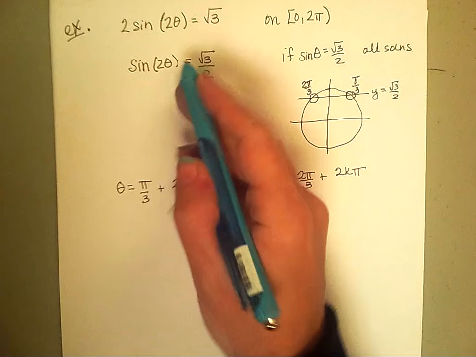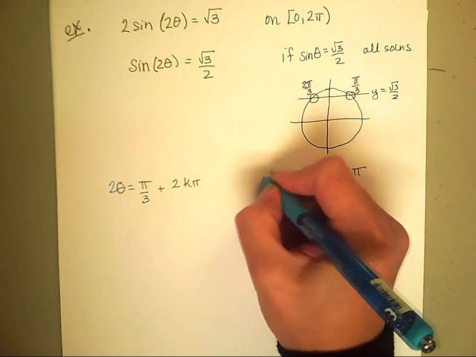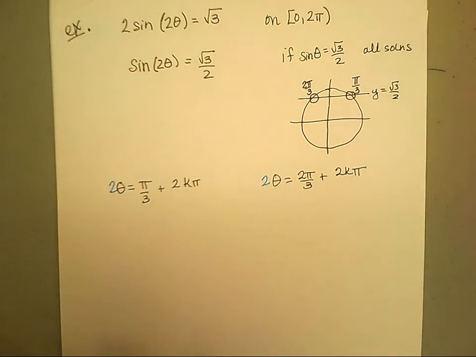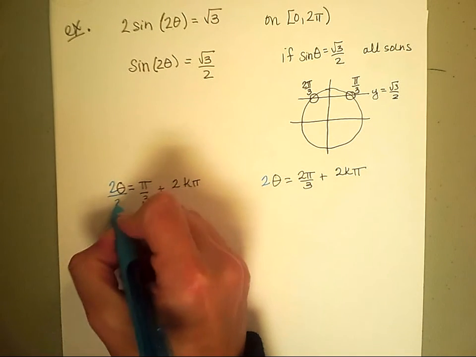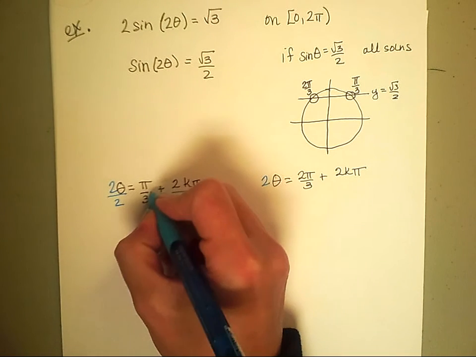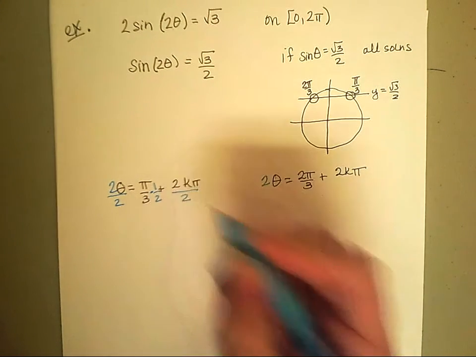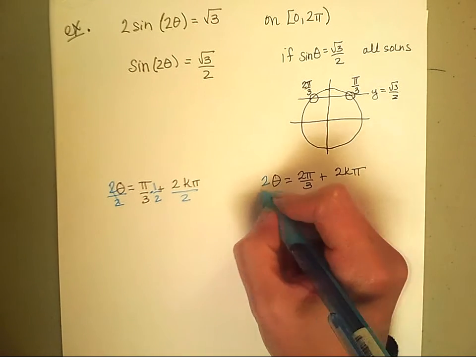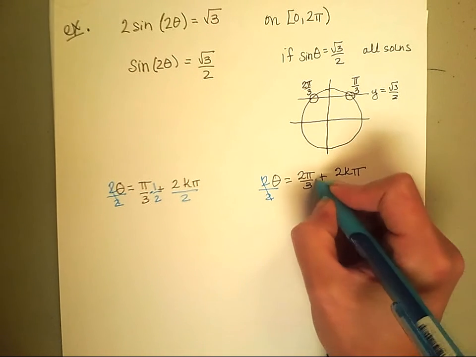But that's not what we have. We don't have a single angle in here. We have the double angle, so it's that 2 theta must be equal to these two. And then we can solve by dividing by 2. And here it's easier to remember that dividing by 2 is the same thing as multiplying by a half.